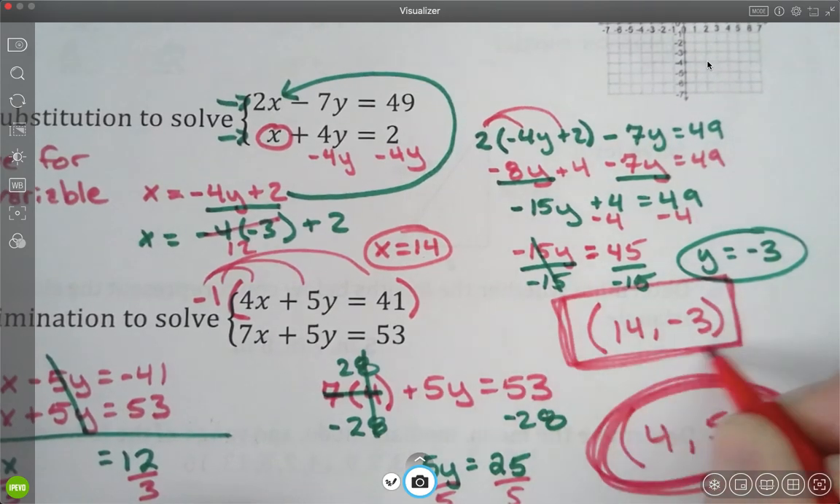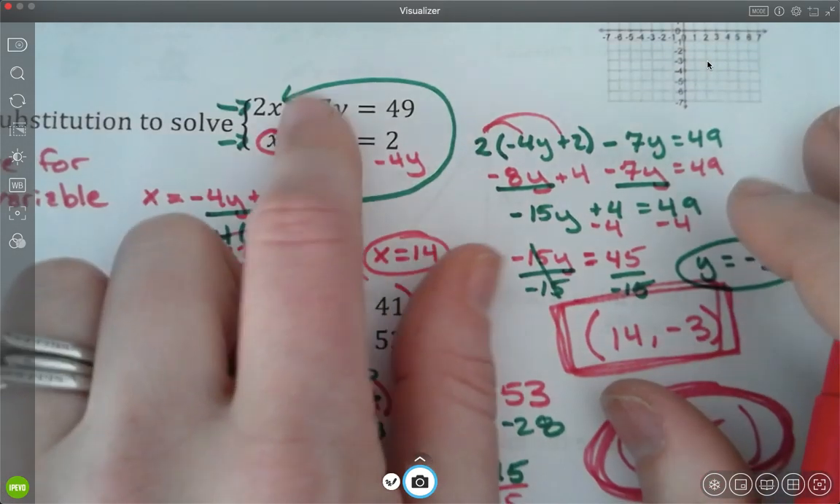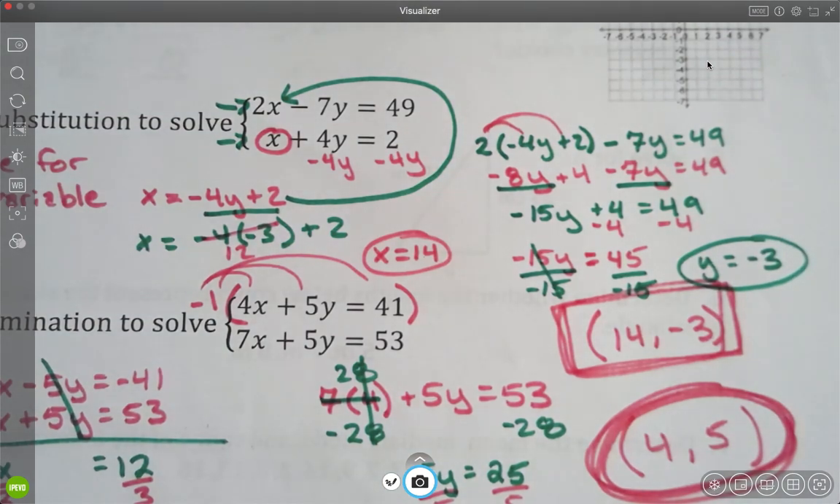Those two lines, if I were to put them in mx plus b form and graph them, they would cross at 14, negative 3. Right?